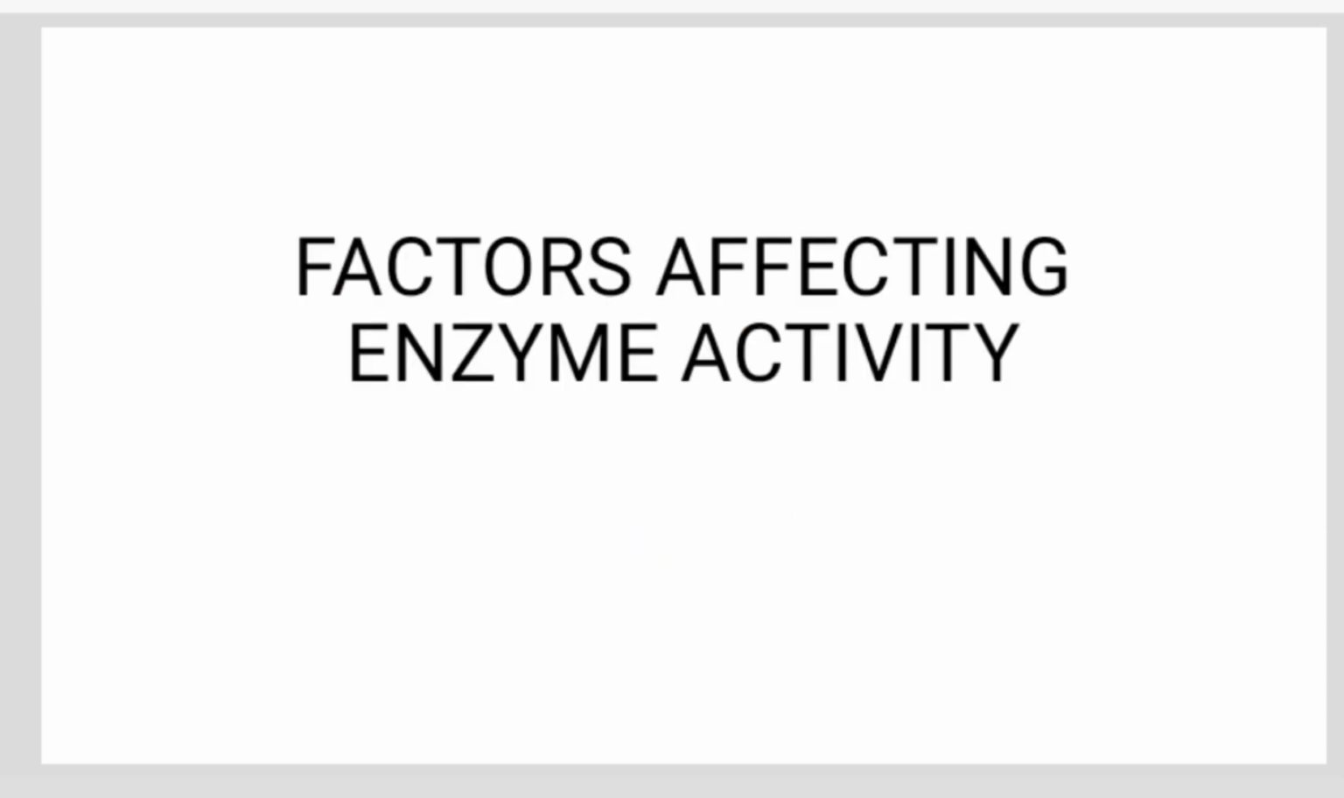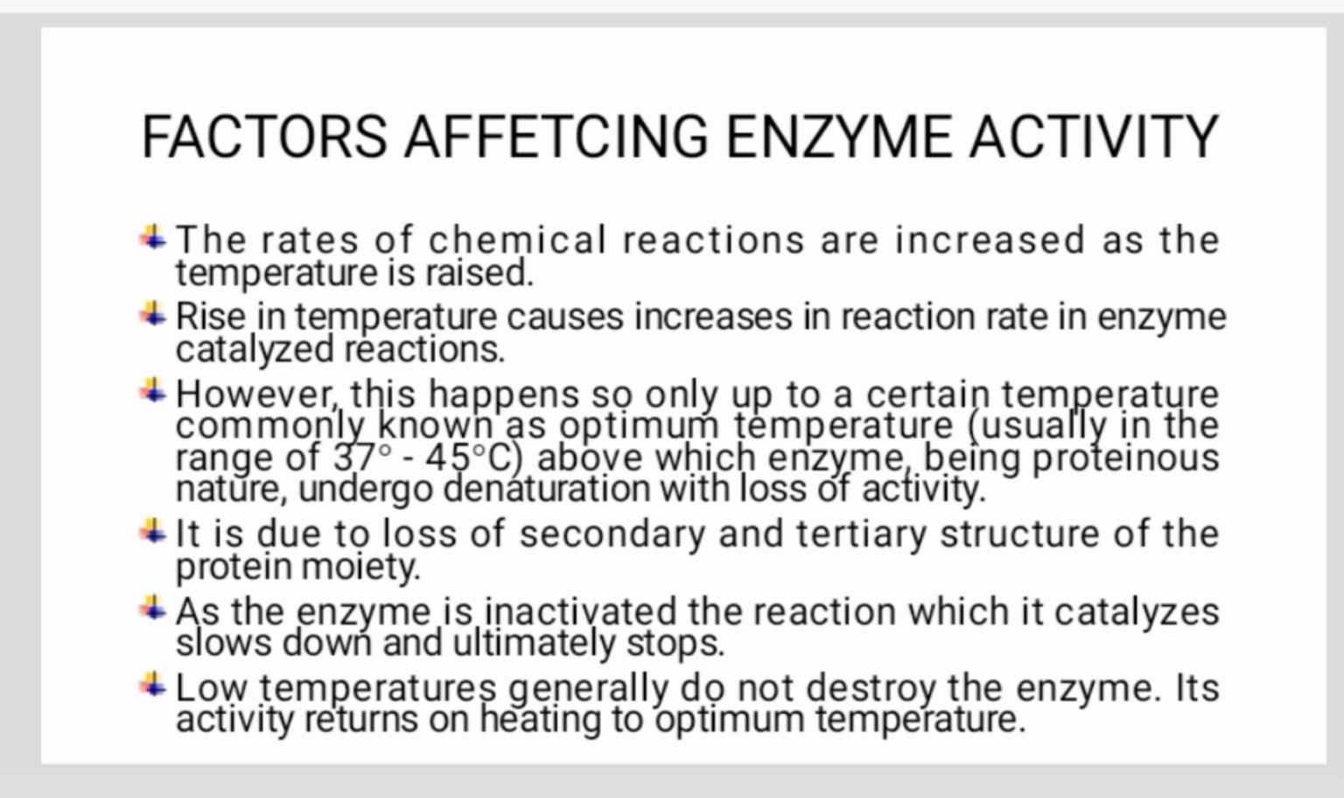Next, we'll move on to factors affecting enzyme activity. Some of the factors that affect enzyme activity are temperature, pH, substrate concentration, and others. The rate of a chemical reaction increases as the temperature is raised. A rise in temperature causes an increase in reaction rate in an enzyme catalyzed reaction, up to a certain temperature commonly known as the optimum temperature. It is usually in the range of 37 degrees Celsius to 45 degrees Celsius.